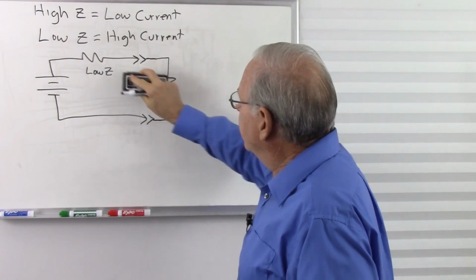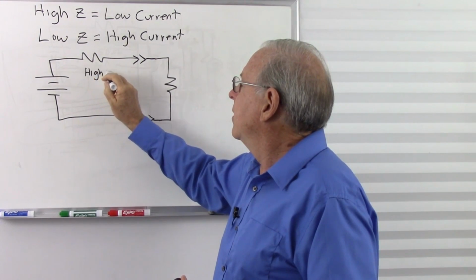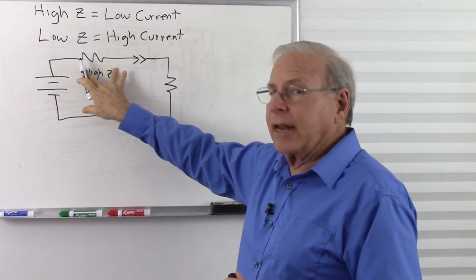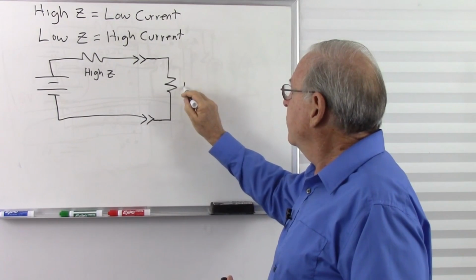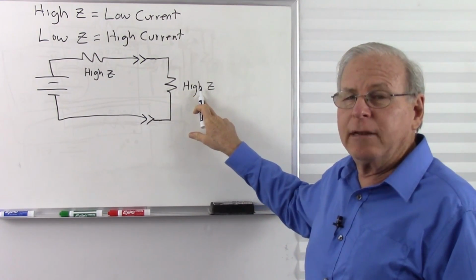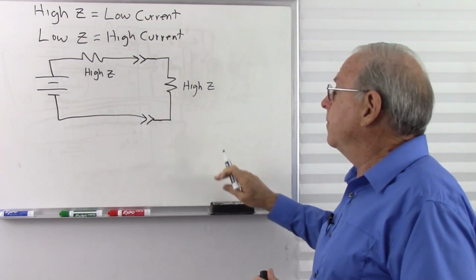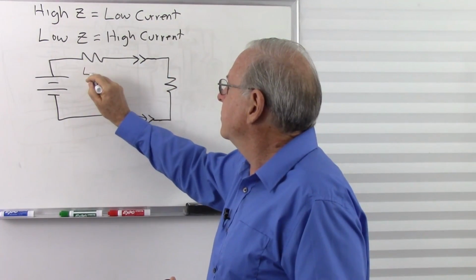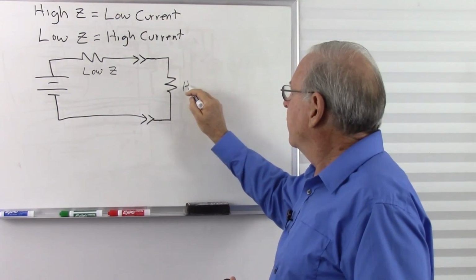Now let's see what happens if we have a high impedance. This high impedance says, I cannot give you much current. I'm a high impedance. I can only give a small amount of current. This is a high impedance. It says, I'm a high impedance too. I don't need much current. They work together. Now let's see what happens if we have a low impedance here and a high impedance here.